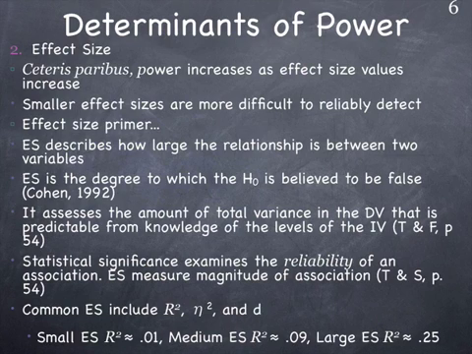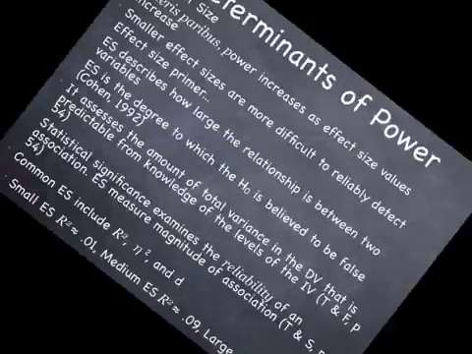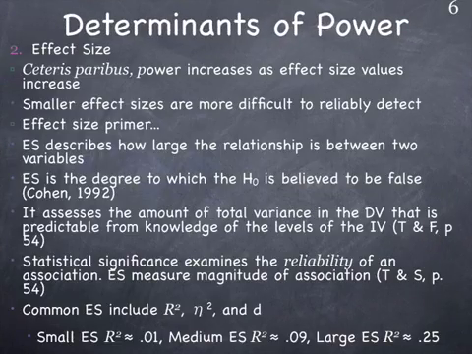So all things being equal, ceteris paribus, power increases as effect size values increase, right? Same graph. No, I guess it's on the next page. You can flip a couple pages and see it. Same graph looks very similar. As we hold everything else steady and increase our effect sizes, we're going to have that curve with diminishing returns as effect sizes get larger. The reason is that smaller effect sizes are just more difficult to reliably detect with the statistical tests that we use.